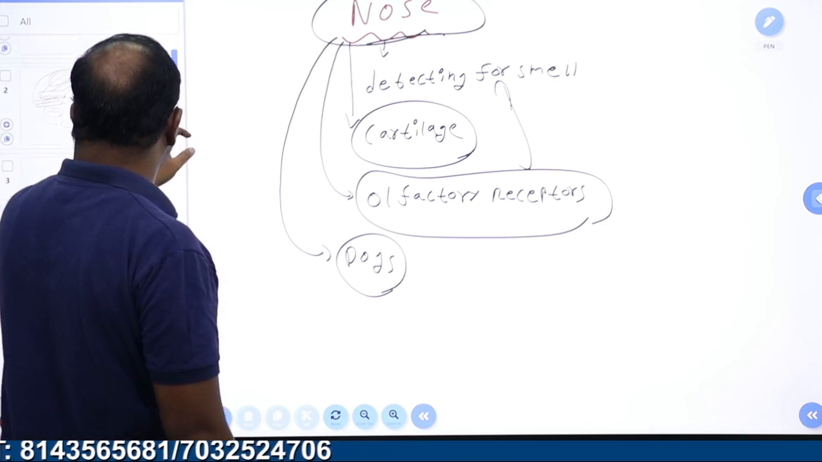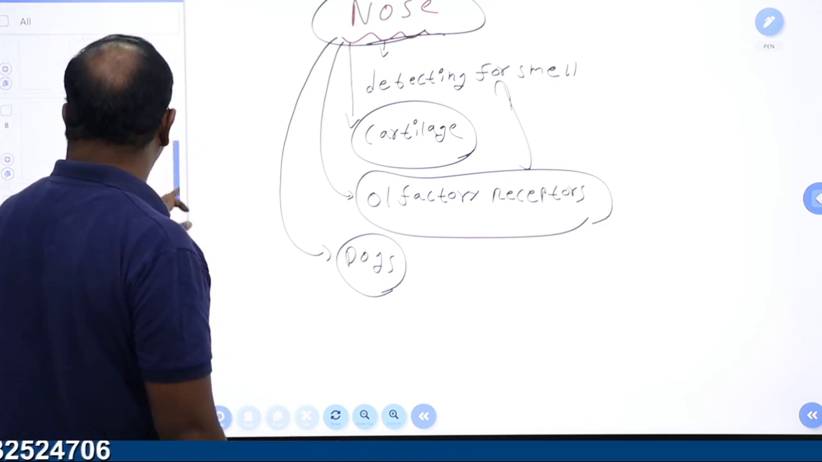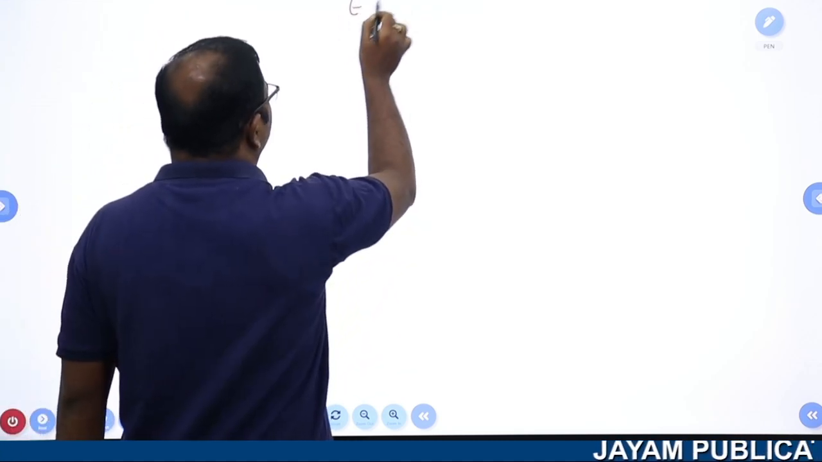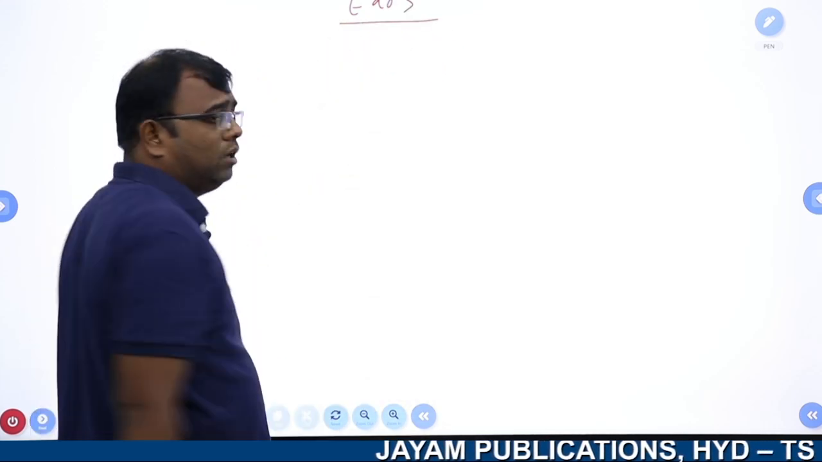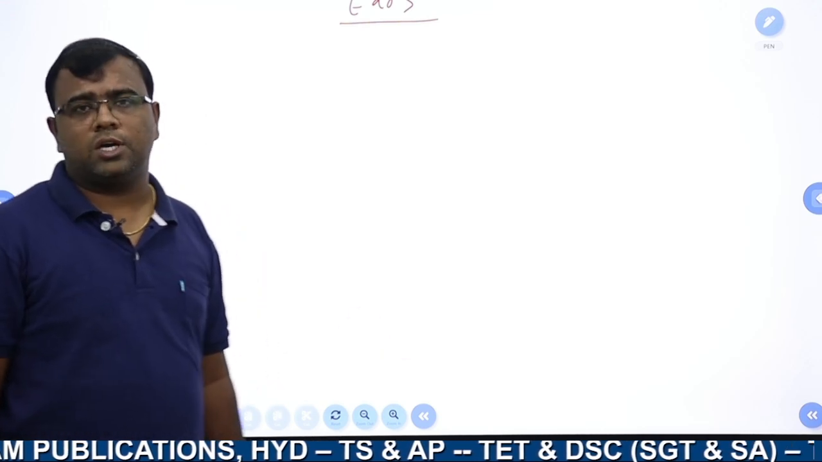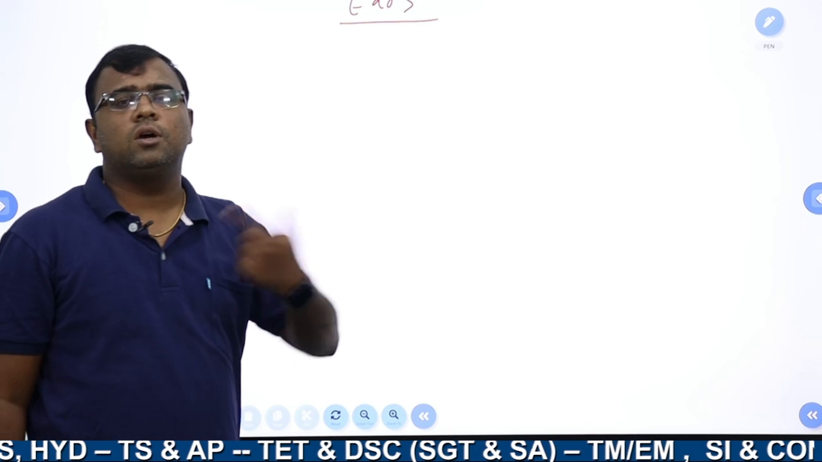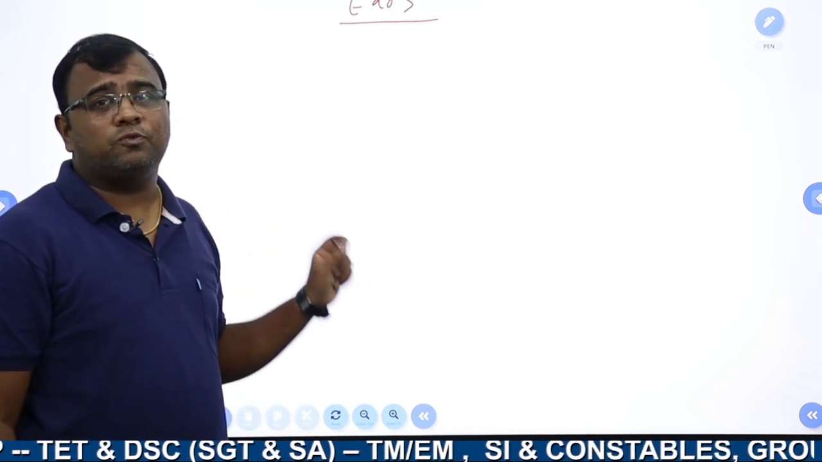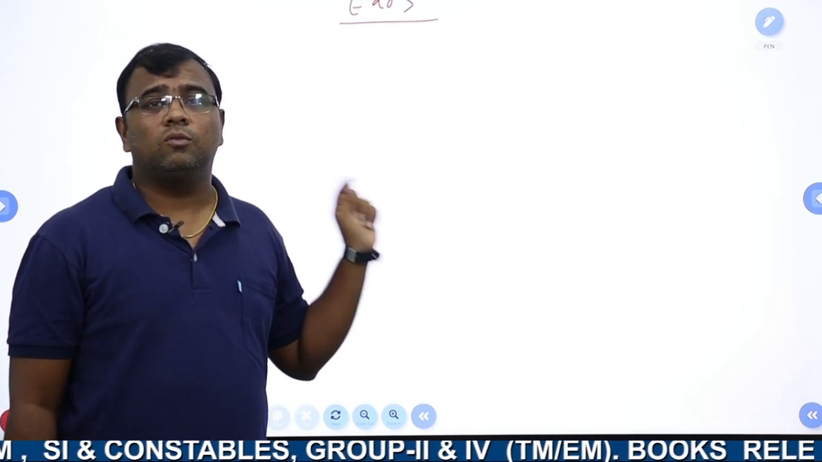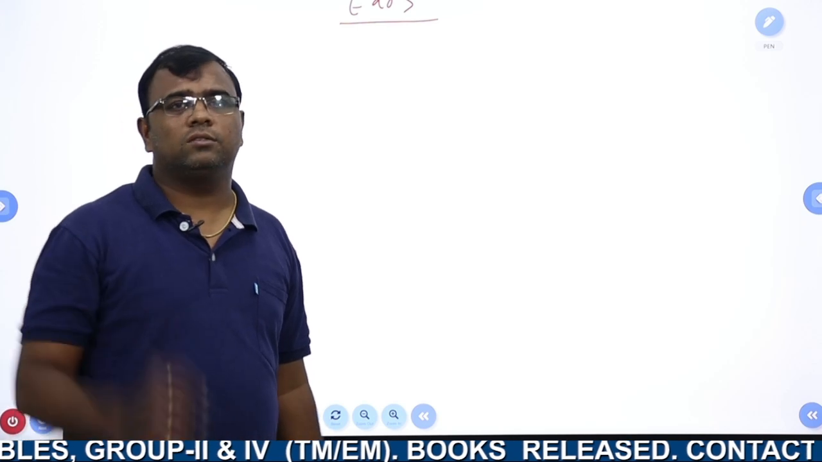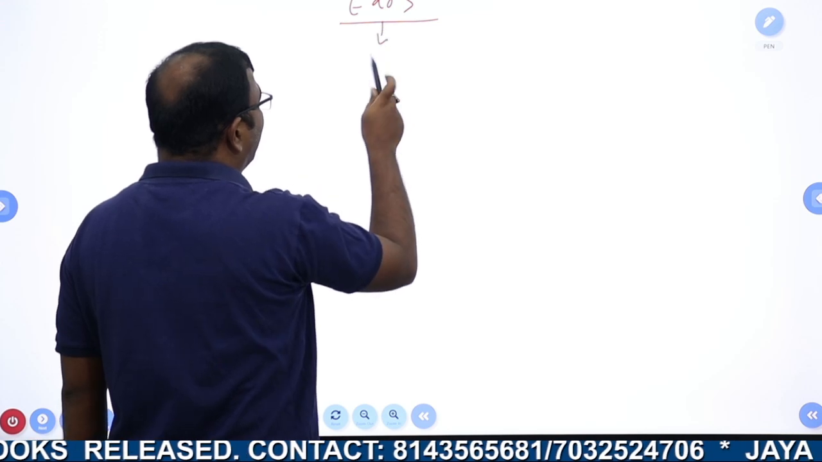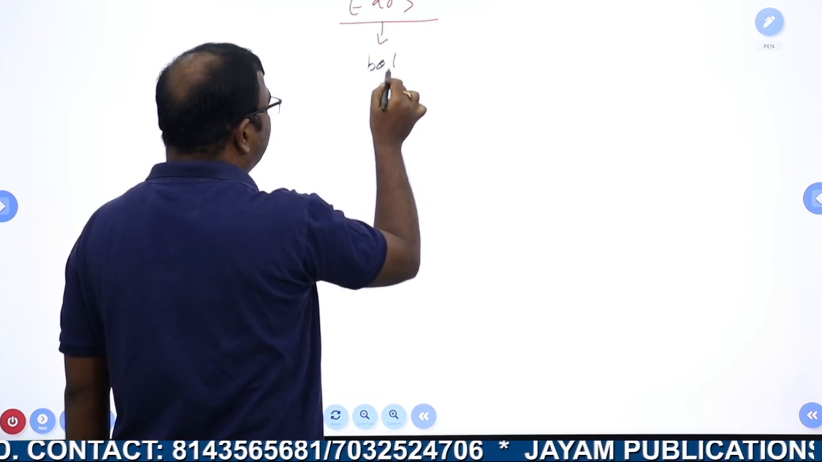And the next part goes to ears. The study of ears is also called otology. The ear's function is hearing. What is the function of the ear? Hearing. The other main function of the ear is that it maintains the body equilibrium.